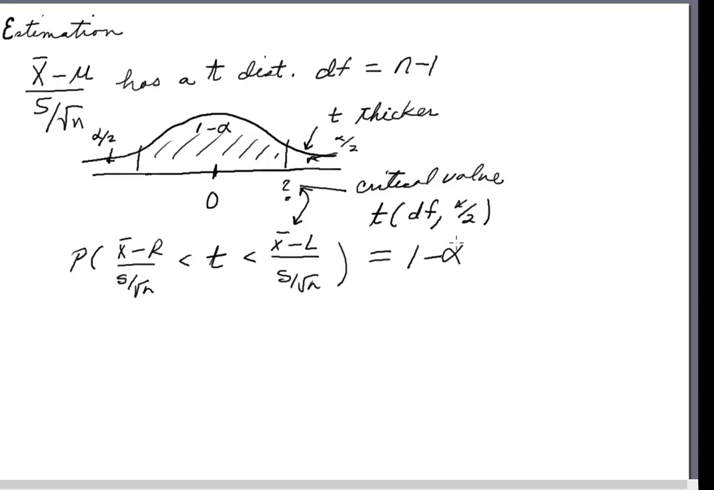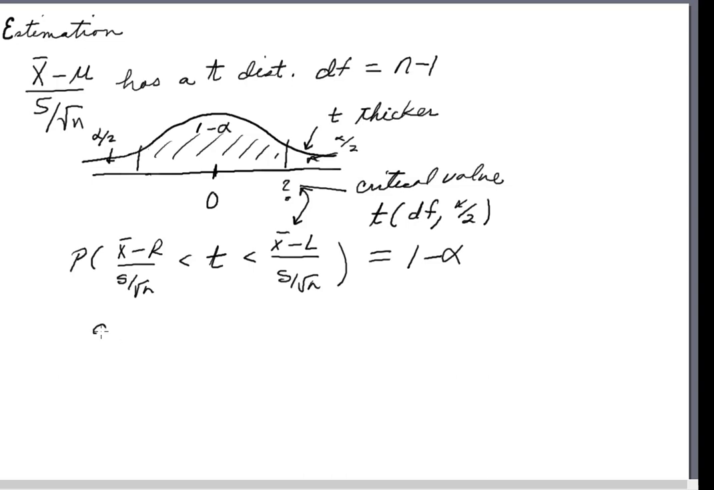Now, this would be a case where I know an area. I know the area to the left of this question mark. I need to find the point on the horizontal axis. So that would be the inverse problem. Can I find that inverse T? Let's give that a whack and see what we can do here.